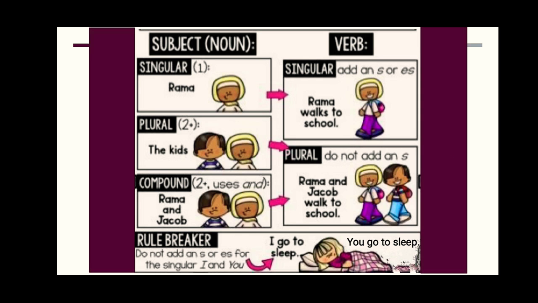Students, we have one rule breaker here, and this rule breaker is that when you have I or you in your subjects, you do not add s or es in the verb, though I and you are both used for singulars. So examples are there, I go to sleep or you go to sleep, but we haven't added s there, right?